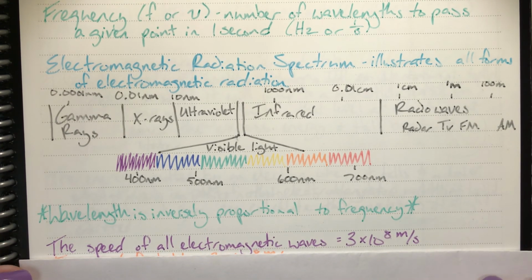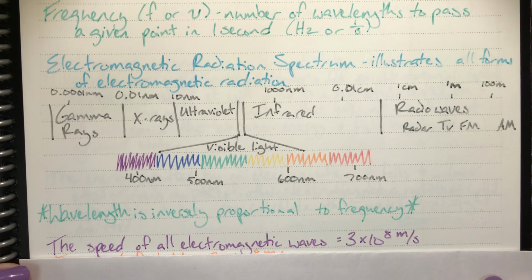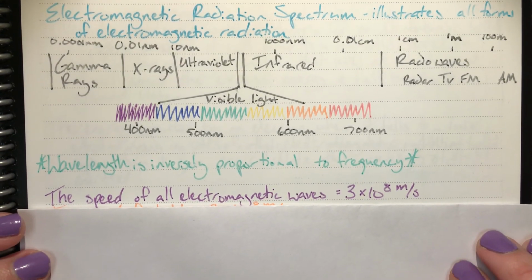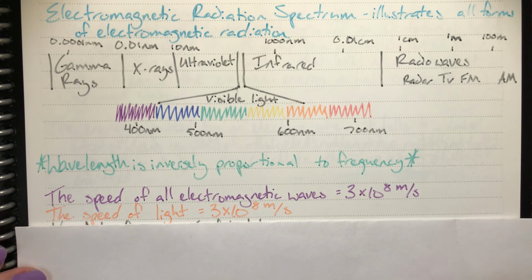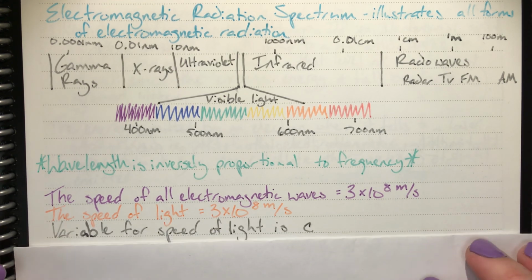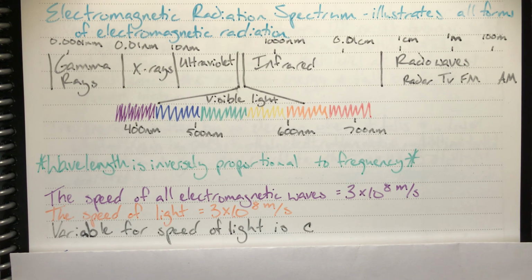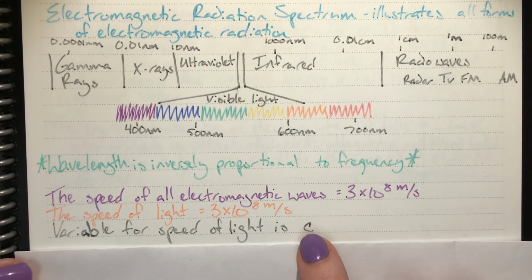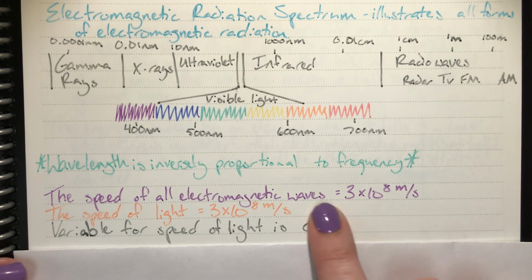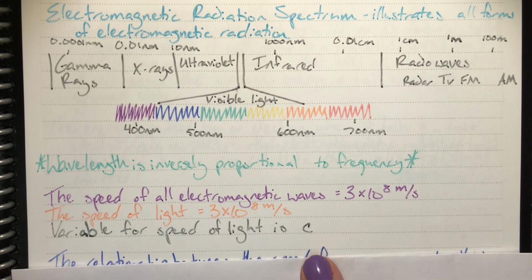The speed of all electromagnetic waves is 3 times 10 to the 8th meters per second. The speed of light is also 3 times 10 to the 8th meters per second. The variable or constant that we are going to be utilizing for light is lowercase c. It's important that it's lowercase because we're in chemistry, and an uppercase C is carbon. So c is lowercase for light.